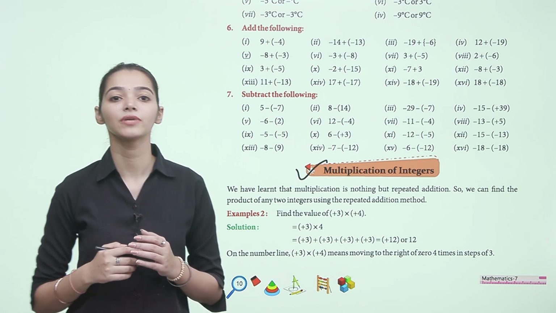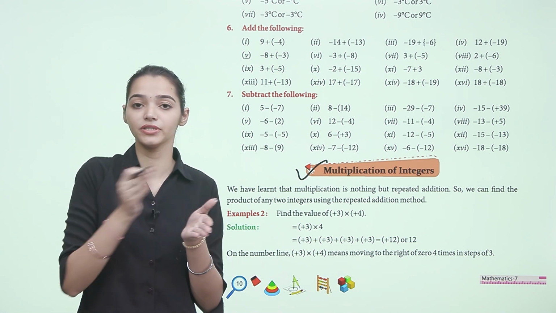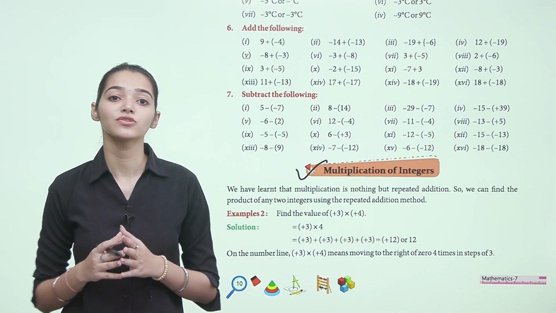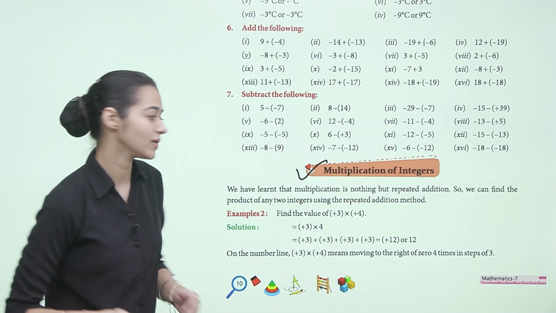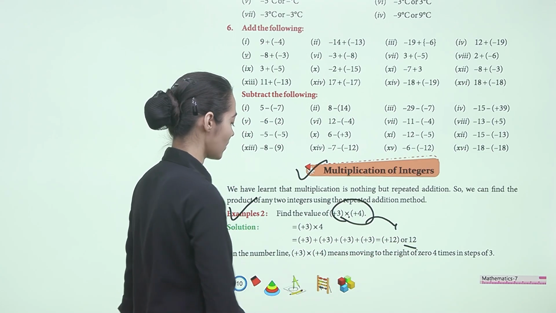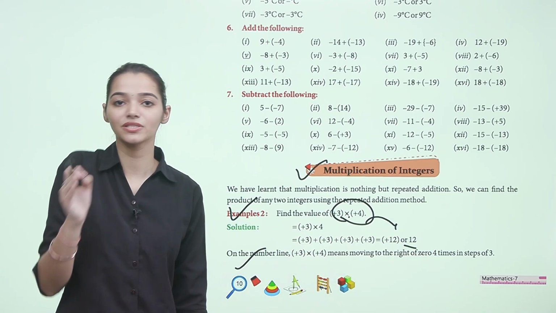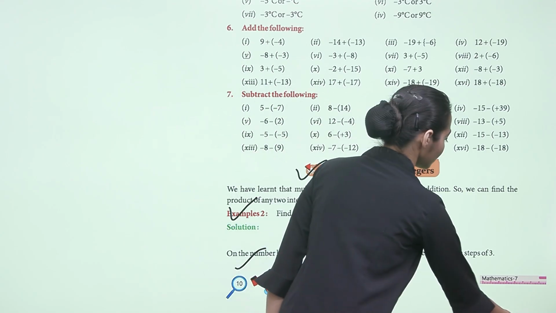Now let's start with the multiplication of integers. We have learned that multiplication is nothing but repeated addition. So we can find the product of any two integers using the repeated addition method. Here is our example. We have to find the value of minus 3 into minus 4, that is 12. On the number line, we move 4 times in steps of 3.